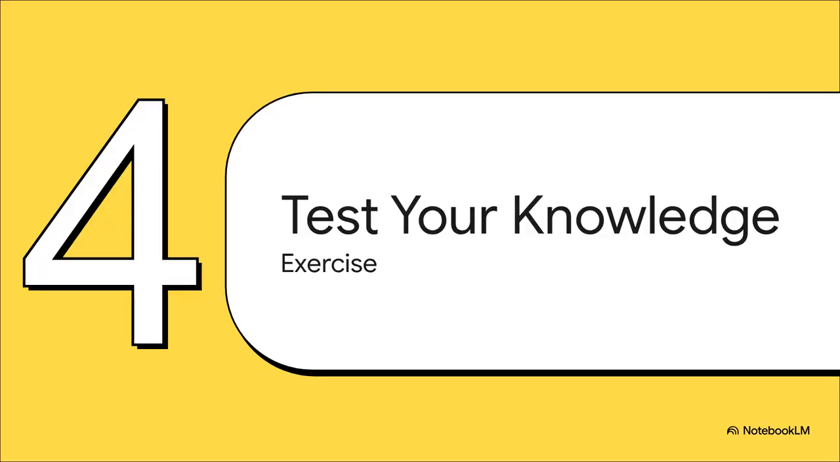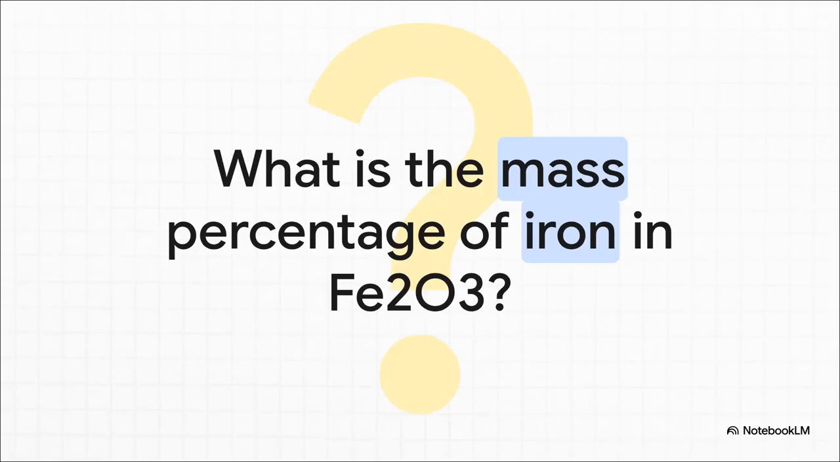Section 4. Test your knowledge. All right, now it is your turn to put on the chemist's hat. We're going to apply this structured logic to a brand new problem. Here is your challenge. To 3 significant digits, what is the mass percentage of iron in the compound Fe2O3?